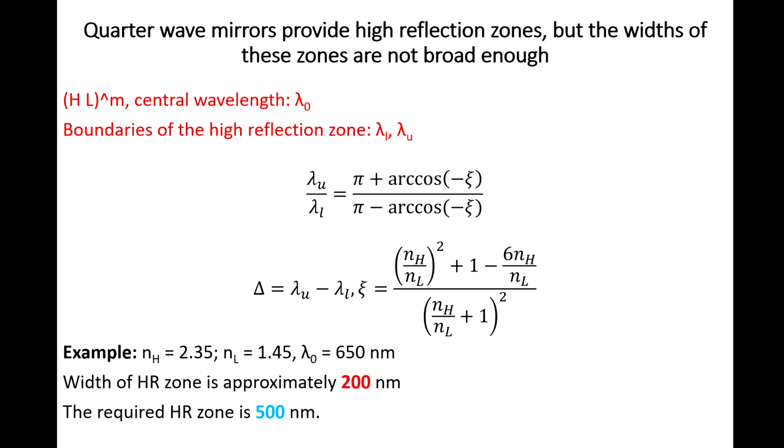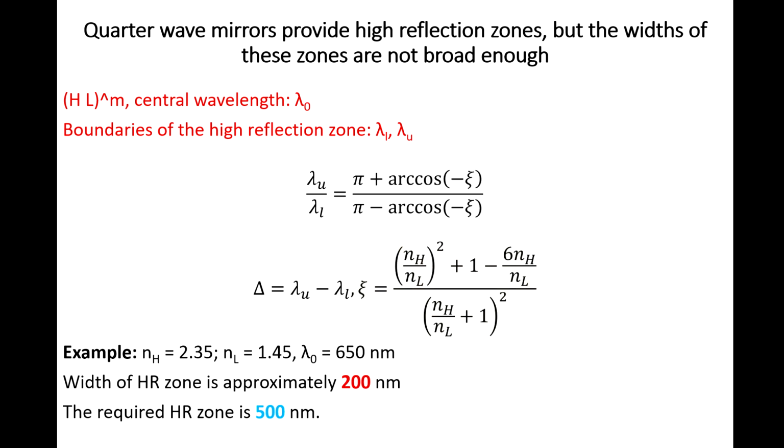This is a standard representation of a standard quarter wave mirror. Lambda 0 is a central wavelength, and lambda L and lambda U are boundaries of the high reflection zone. This formula estimates the width of the first high reflection zone, delta. And in this expression, we can see the ratio between high and low refractive indices.